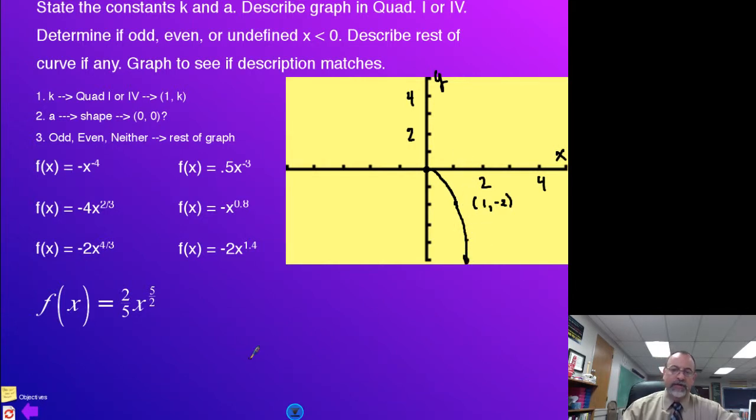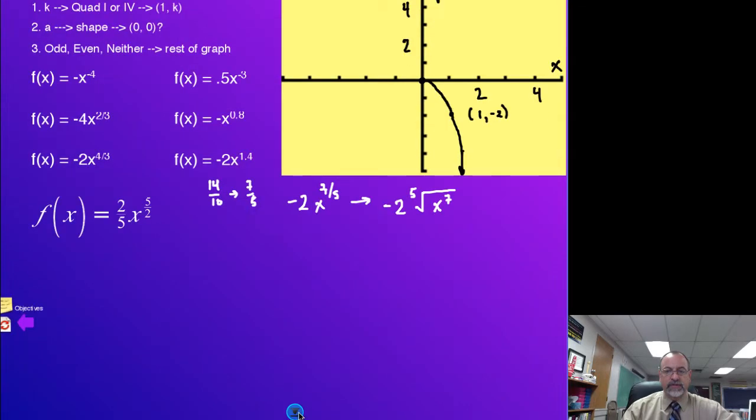Okay, now I need to determine if it's odd, even, or neither, and here's where I will want to turn that decimal into a fraction. So that's 14/10, which, 14 tenths, if we divide it by 2, we get 7/5. So this is actually negative 2 x to the 7/5 power. So then we want to go ahead and turn that into its root form. So this is going to be the fifth root of x to the 7th. Then I want to go ahead and substitute in, I'm going to scroll this up a little bit, try to work this one.